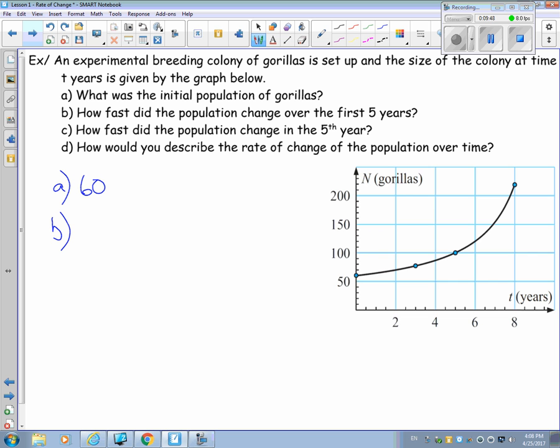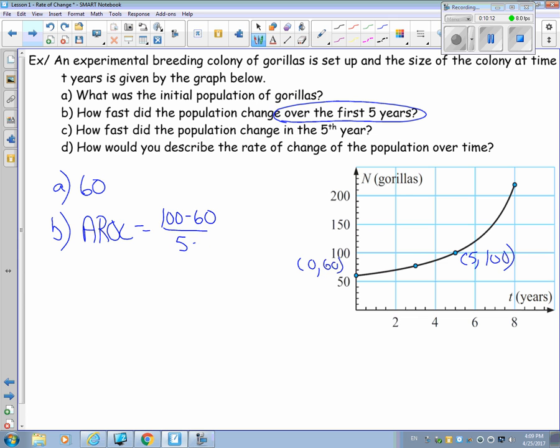How fast did the population change over the first 5 years? That's an AROC question. There are distinct points in time. So I need to figure out what's happening at 0, which I know is 0 and 60. And what's happening at 5 years? 5 years, right here in the middle, looks like 5 and 100. Okay, so AROC, 100 minus 60 over 5 minus 0 gives us 40 over 5, or in other words, 8 gorillas per year. So our population is going up by 8 gorillas every year.